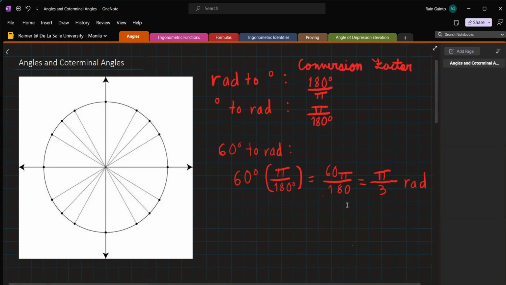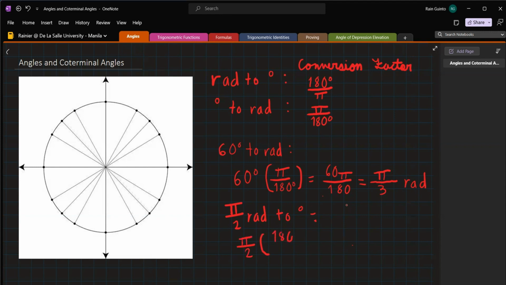How about the vice versa version, or from rad to degrees? Let's convert pi over 2 rad into degrees. So our solution would be pi over 2 times 180 degrees over pi. And this would give us 180 pi over 2 pi, and of course, there's a degrees too. However, we can cancel out pi over here, and 180 divided by 2 is equal to 90 degrees. So that means that pi over 2 is equal to 90 degrees.